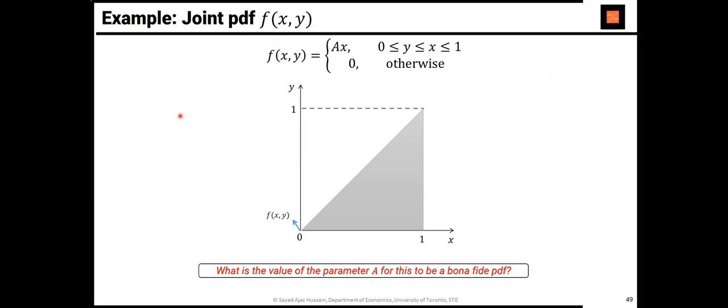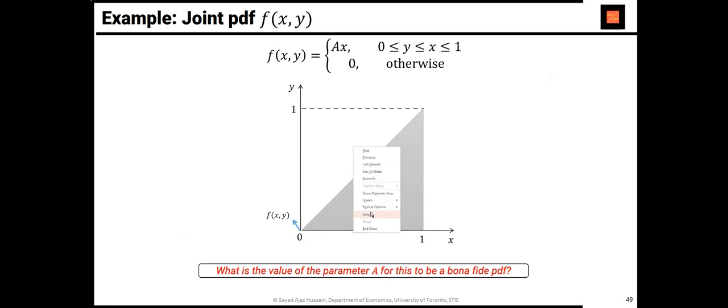Here's a mysterious, nasty little joint density. It says x and y have a joint distribution where the density takes the value 0 except whenever x is between 0 and 1 and y is between 0 and x. You have to be very, very careful. It did not say x is between 0 and 1. It did not say y is between 0 and 1. It said x is between 0 and 1 and y is between 0 and x.